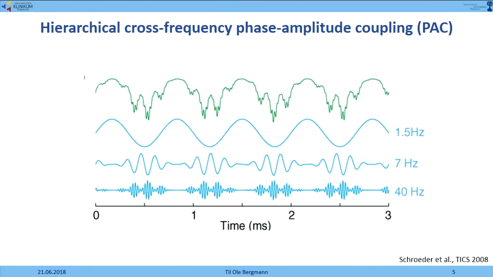And there's cross-frequency phase amplitude coupling, because during the more excitable phase of a slower oscillation, there is an increase in amplitude in faster oscillations, and in the more excitable phase of those oscillations, again, even faster oscillations are grouped. And thereby we get a hierarchical nesting of oscillations and more fine-grained temporal resolution throughout the brain.